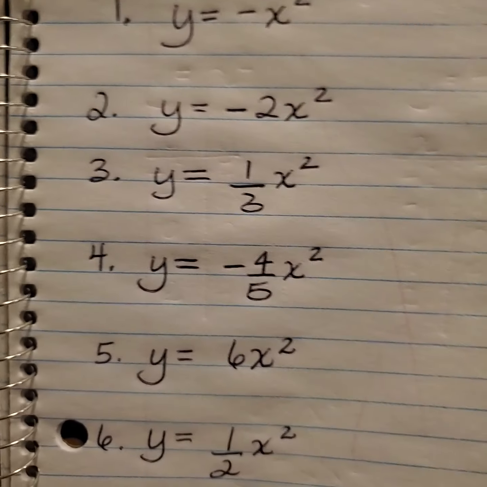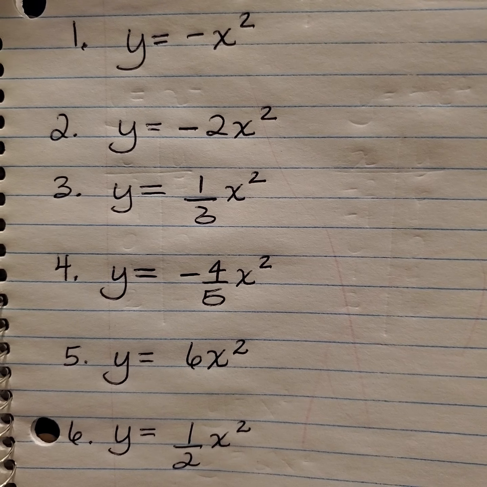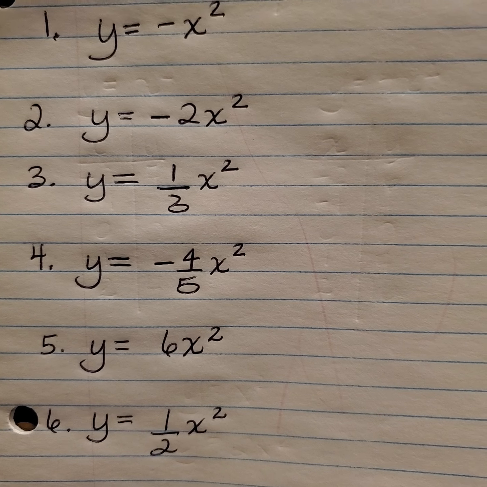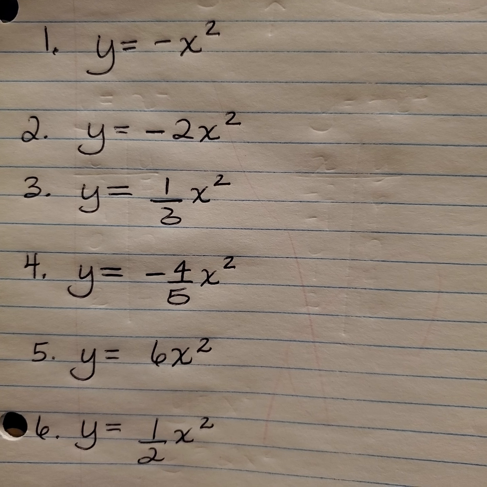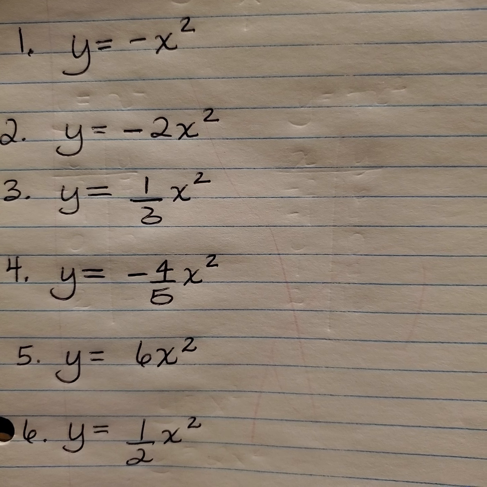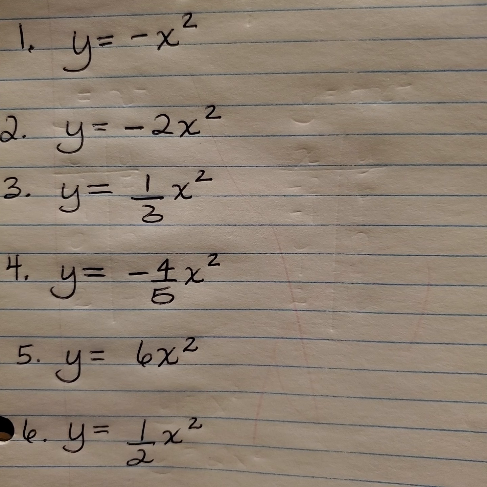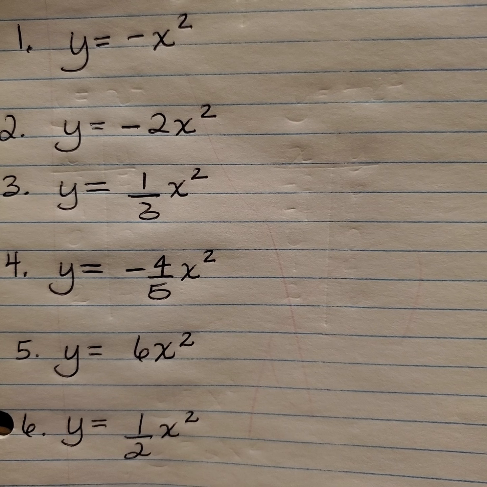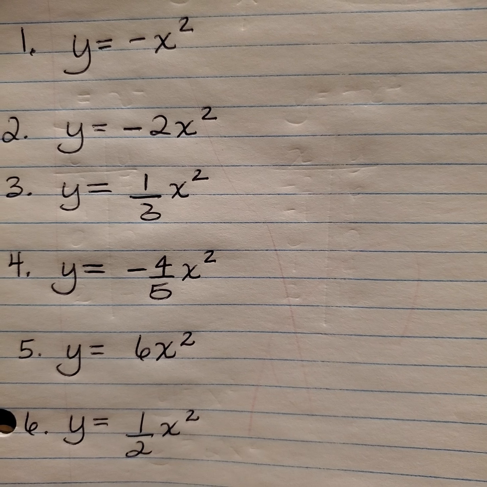Okay, so let's finish up by putting everything we just talked about together. These are all quadratic relations. Each of them has a vertex of 0, 0. Okay, so these are all just plain. Nothing special. They haven't been moved. They're sitting right there with their vertex on the origin.